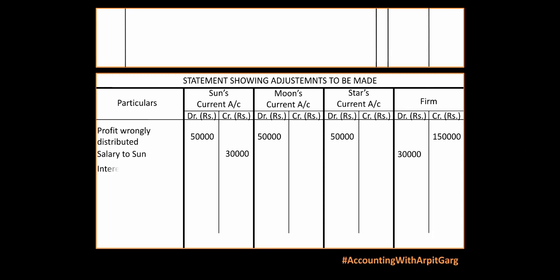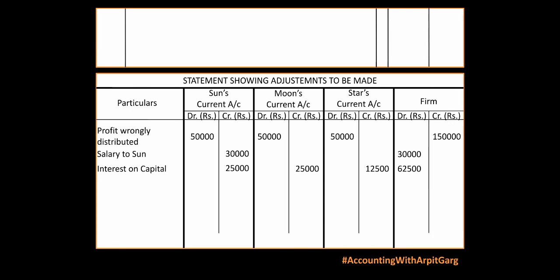Next, interest on capital at the rate of 10%. Capital balances are given to us: 10% of 2,50,000, 10% of 2,50,000, and 10% of 1,25,000. We will give this to the partners, so we will credit their accounts, as this will increase their capital. To increase capital, we will credit, or we can say as capital's balance is credit, and to increase credit, we credit (minus minus plus). Now as we have credited, in the firm's column it will be debited, or we can say as it is an expense for the firm, it will be debited.